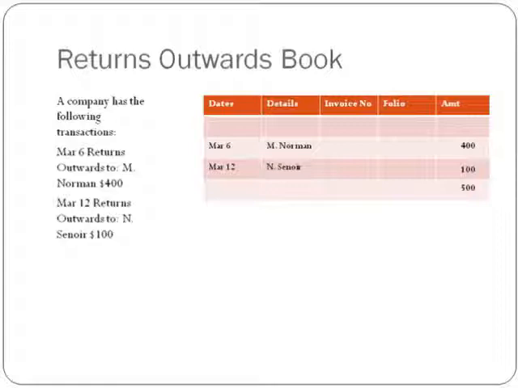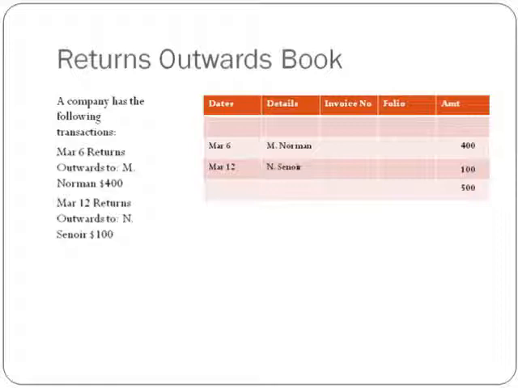Here's an example of how this works. A company has the following transactions. March 6, returns outwards were made to M. Norman, $400. Returns outwards on March 12, return outwards were made to N. Senior, $100. As usual, in this case you don't have any year, so you don't worry about the year.